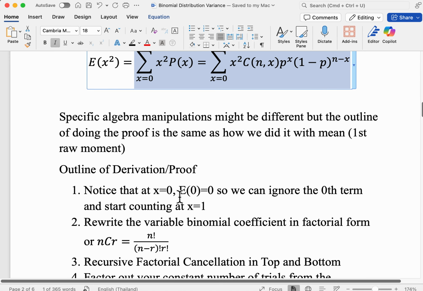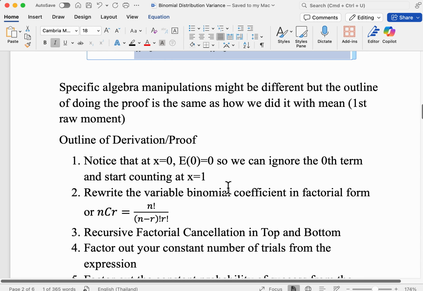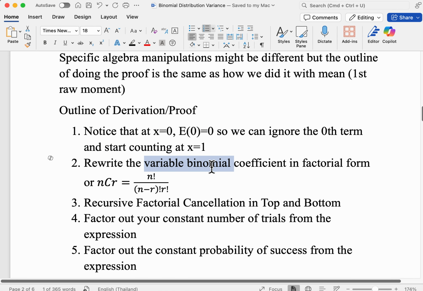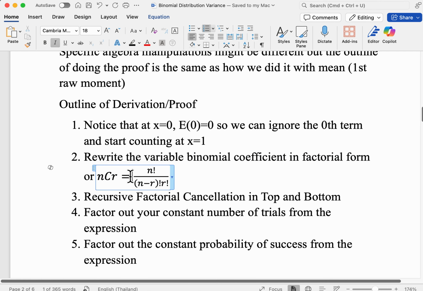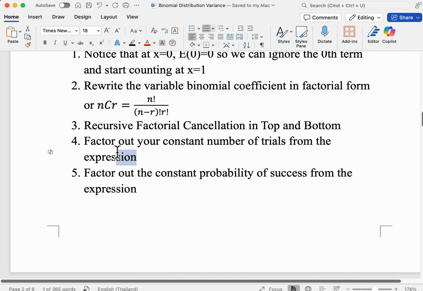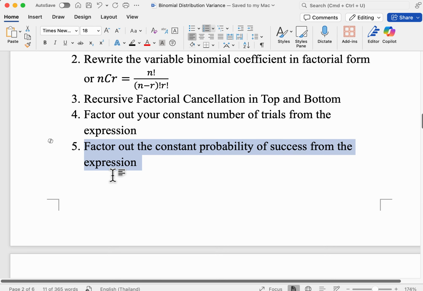Note that at x equals 0, the expectation value at 0 is 0 itself, so we can ignore the 0th term and start counting at x equals 1. So therefore we only have n minus 1 terms remaining. Now rewrite the variable binomial coefficient in factorial form. This will be a substitution that we make. Then we make a recursive factorial cancellation in the top and bottom, the numerator and denominator, of the fraction. Factor out your constant number of trials from the expression as well as the constant probability of success.